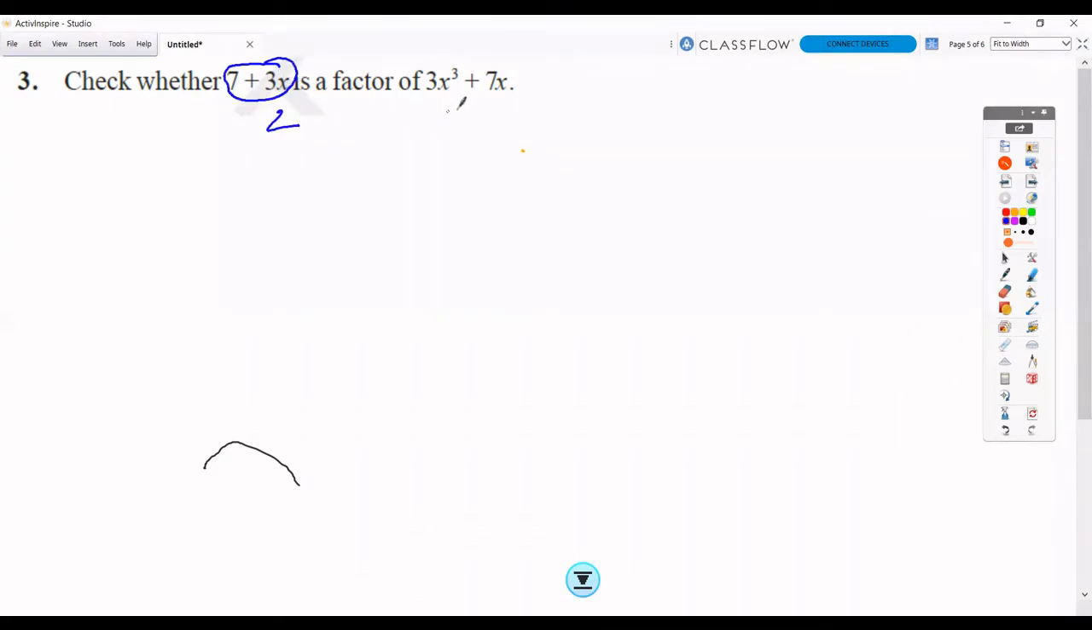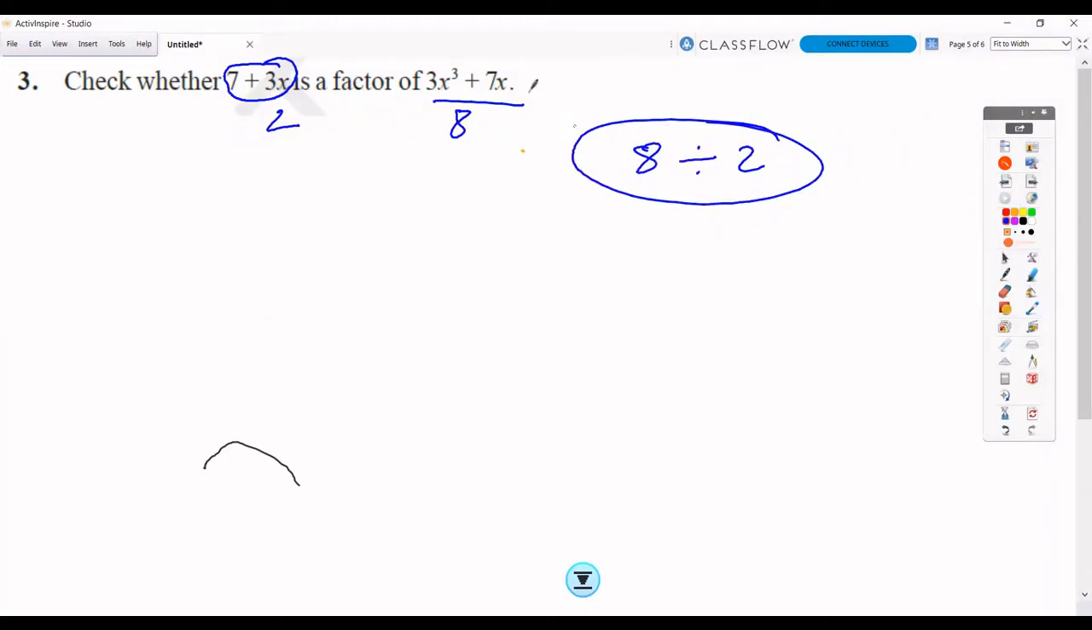2 is a factor of 8 or not. We are very handy with arithmetic, so we can convert it. Check whether 2 is a factor of 8 or not. What does it mean? 8 can be written in the form of 2 or not. Means here 8 is going to be divided by 2. Means what you are going to see, 3x cube plus 7x is the dividend and this is the divisor. If this is the dividend and this is the divisor, we are supposed to process the same way.